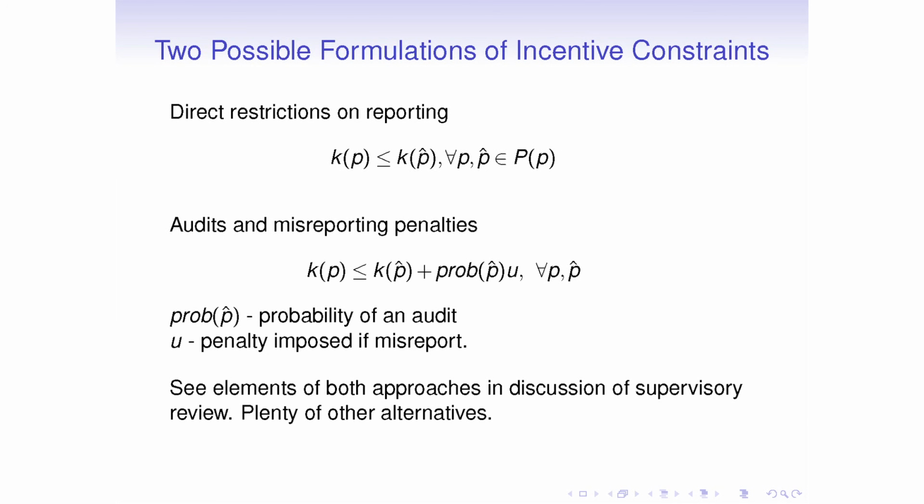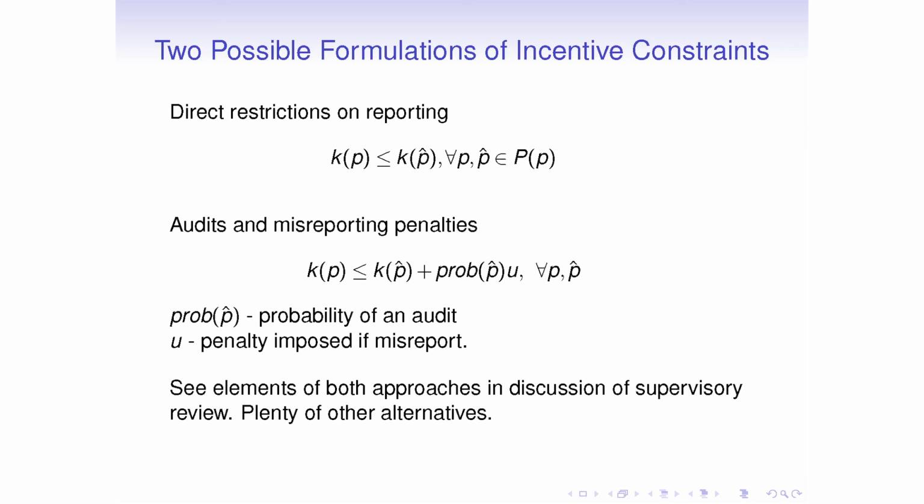So for example, if I was thinking about modeling the process, you could do something along this line. Put some restrictions on the reporting. Say, if your true state is P, there's some set of reports you can make. If your risk is really high, you can't say your risk is 0. It's just not going to be credible. But maybe you can say your risk is a little bit lower than it really is. So there may be some ranges.